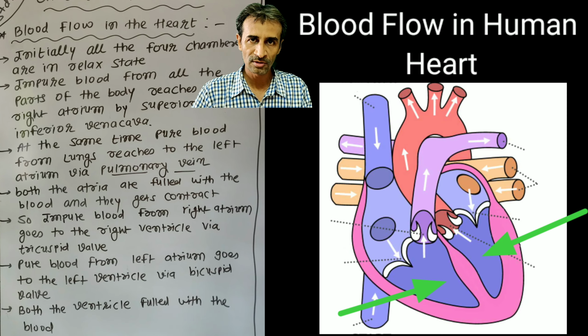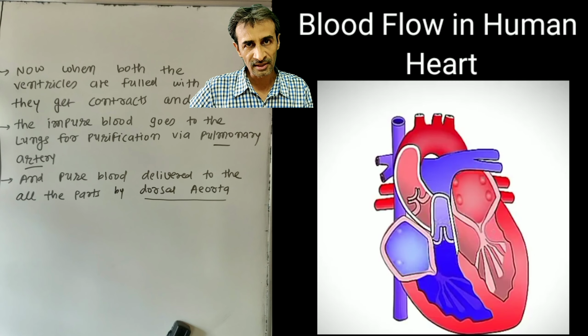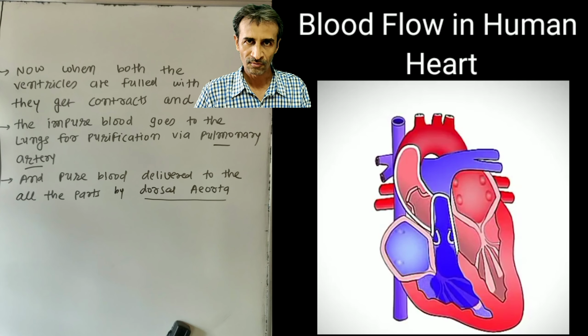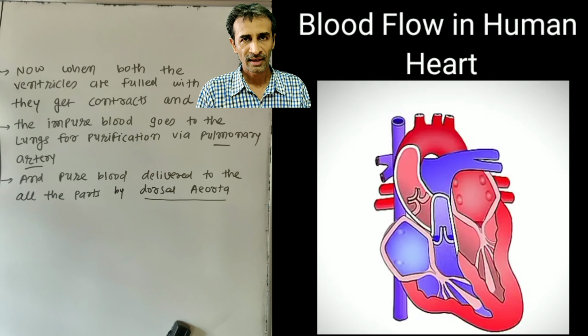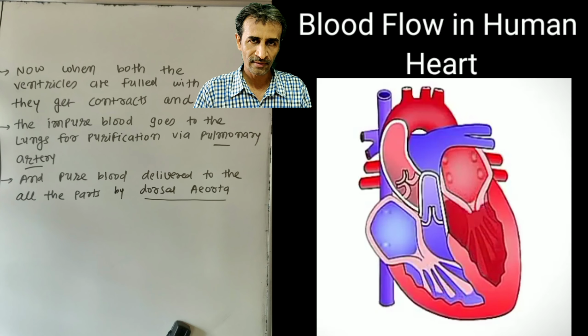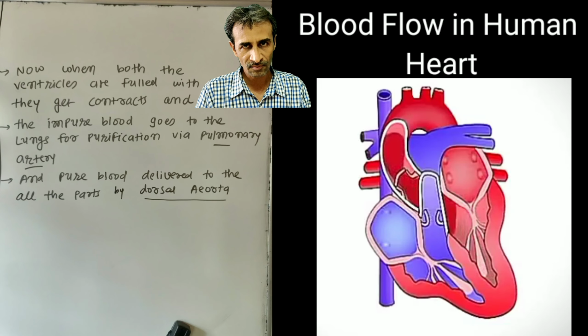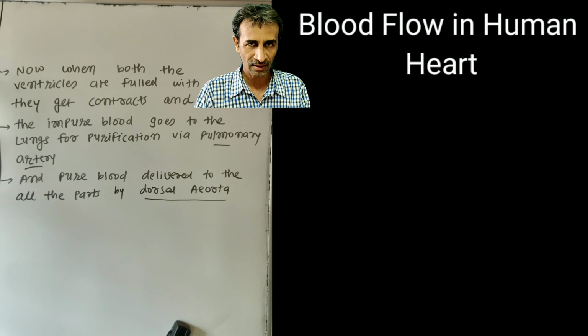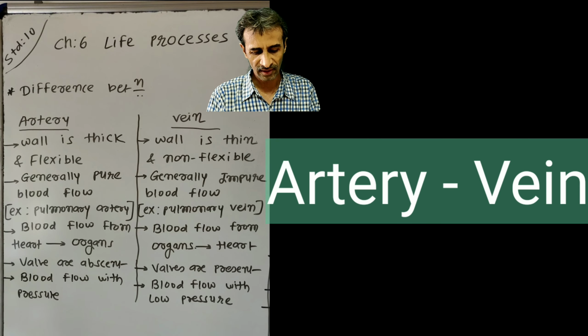Now when both the ventricles are filled with blood, again they contract. As a result, the impure blood from the right ventricle is delivered to the lungs for purification via the pulmonary artery, and the pure blood from the left ventricle is delivered to all the parts of the body via the dorsal aorta. The difference between the artery and the veins.